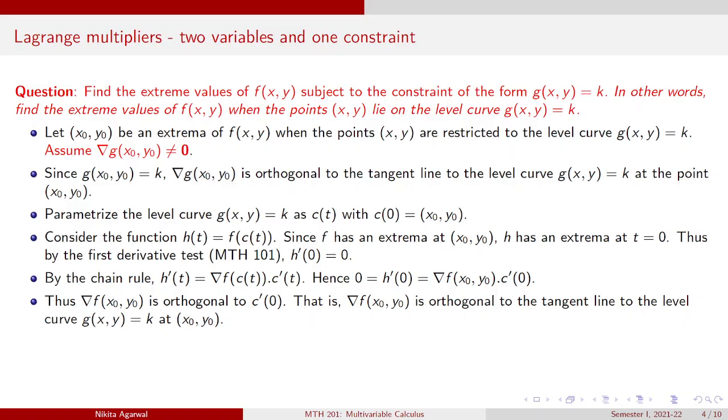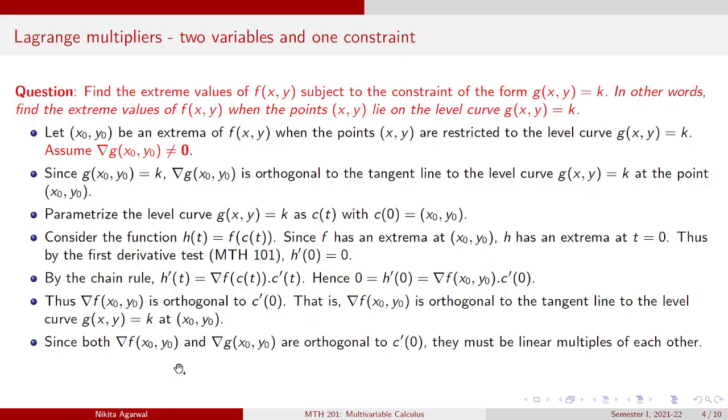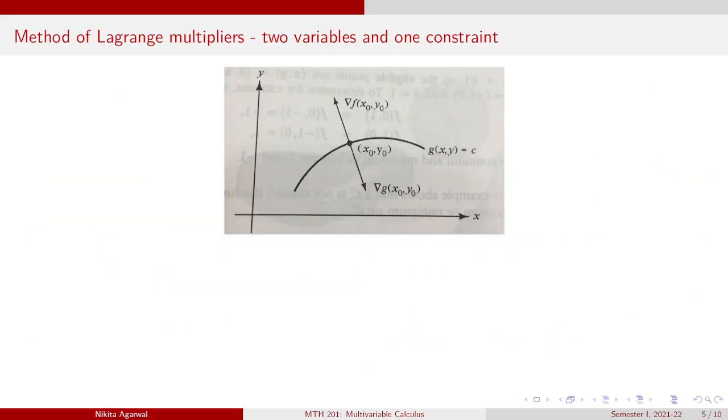So now what do you have? You have c prime 0 and you have two vectors which are orthogonal to it. One is gradient of g at this point and the other is gradient of f at this point. But you are in R2, right? In R2, if two vectors are both orthogonal to a given vector, then they have to be along the same line, meaning that they must be linear multiples of each other. They can either point in the same direction or reverse direction, but that's the only option. Therefore, there exists a scalar lambda such that gradient of f at this point should be equal to lambda times gradient of g at this point.